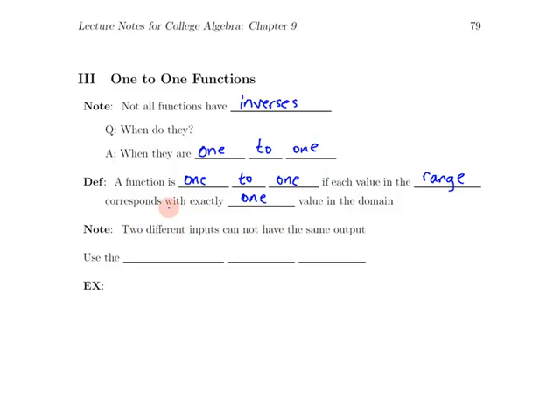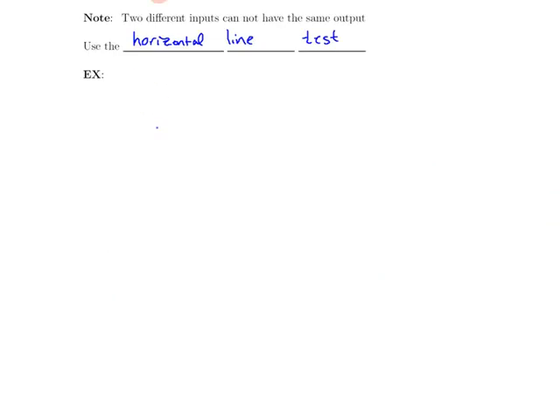And one way to check that is something called the horizontal line test. Now, you may have heard of something called the vertical line test. We use the vertical line test to decide whether or not something is even a function. The horizontal line test is to determine whether or not something is one-to-one. Now, here's how the horizontal line test works. Consider a couple of different functions.